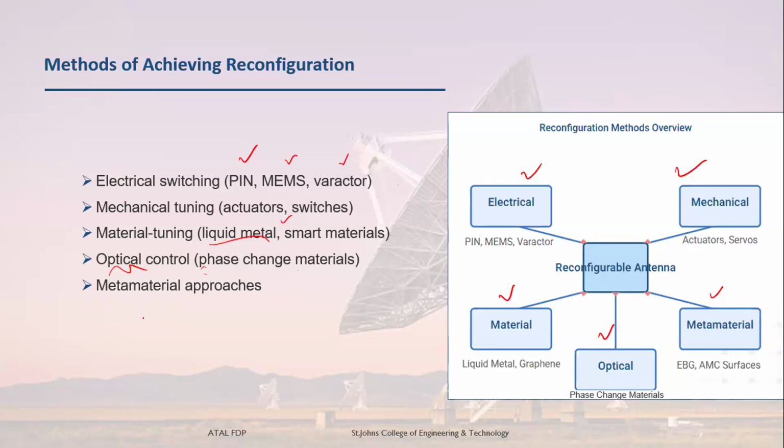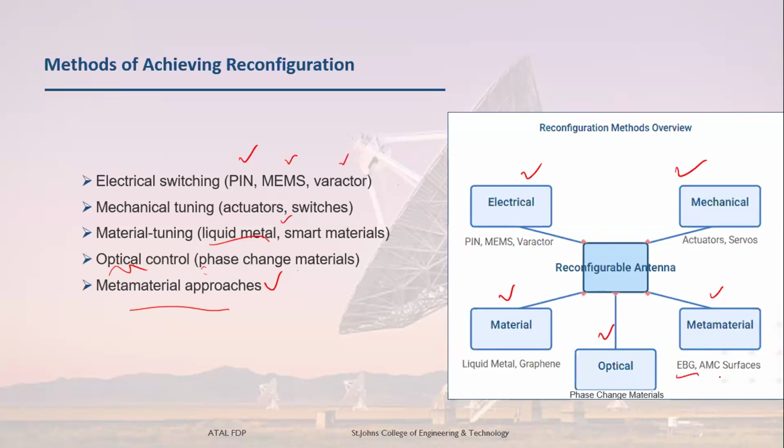And of course, the last one is the metamaterial approach. Metamaterials like EBG, electromagnetic band gap structures, are there. Artificial magnetic conducting surfaces are there, which we call metamaterials. Now research is going on in metamaterials. Metamaterials are materials which are not available in nature.